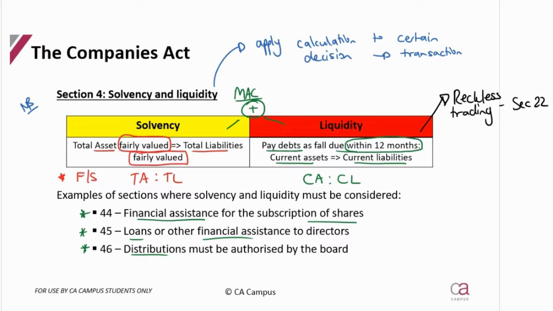I have to perform solvency, I have to perform liquidity, and ultimately they should pass solvency and pass liquidity for the decision. If they don't pass either, then they should not be able to make either of those decisions.